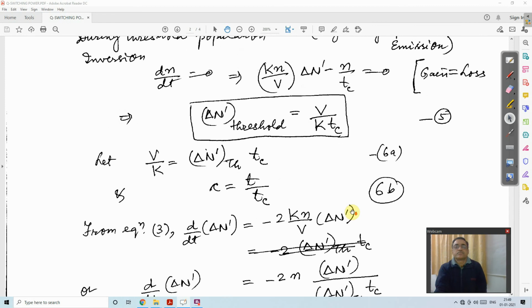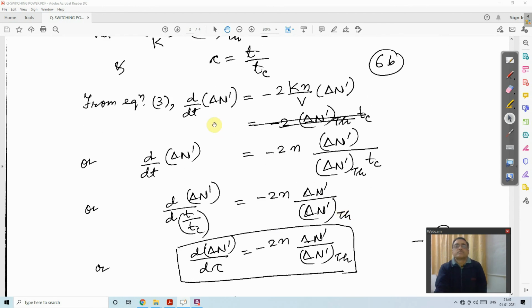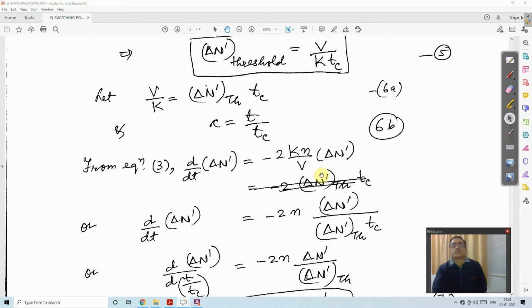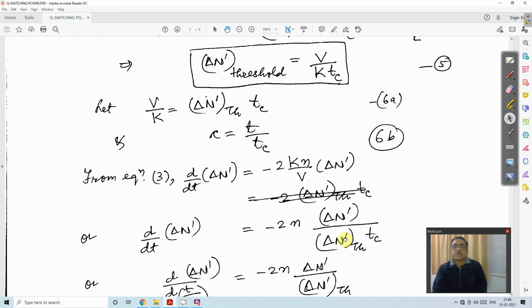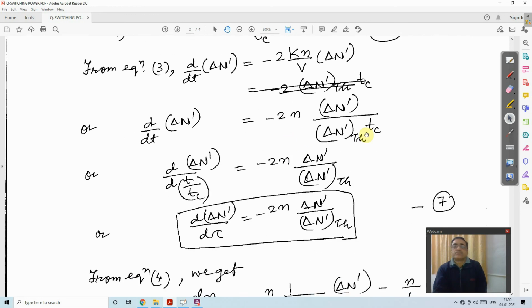We see d over dt of delta N dash is equal to minus twice Kn by V delta N dash. For this K by V, I substitute delta N dash threshold into Tc, and thus here we have substituted it, and I divide both sides by Tc, and thus I obtain d delta N dash by dt by Tc is equal to minus twice the photon number n, delta N dash by delta N dash threshold.